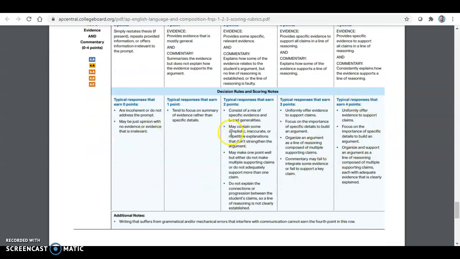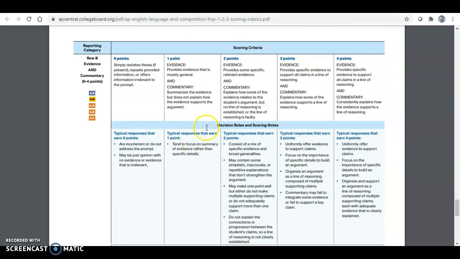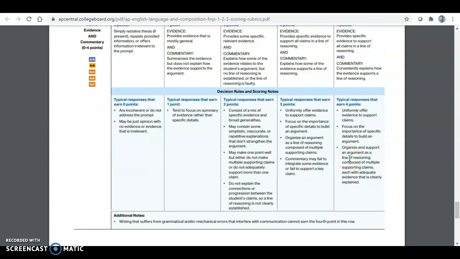If you want to pause and read over these, you can, but typical responses that earn 4, as you can see, it uniformly offers evidence to support the claims, focuses on the importance of specific details to build an argument, and that's what you want to do. You don't want general evidence being provided. You want specific evidence.